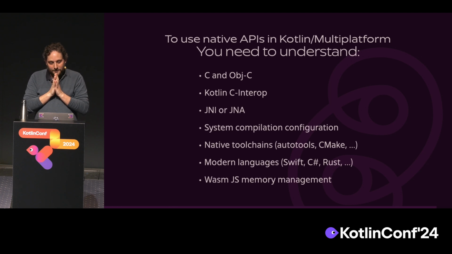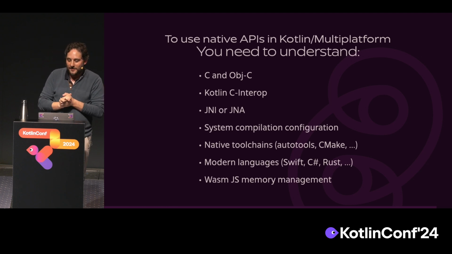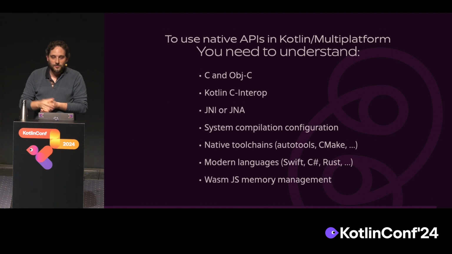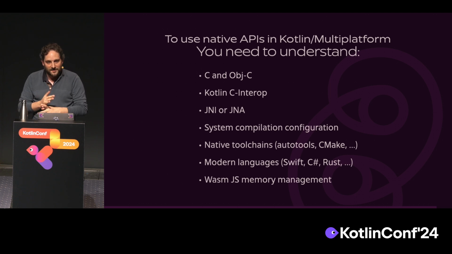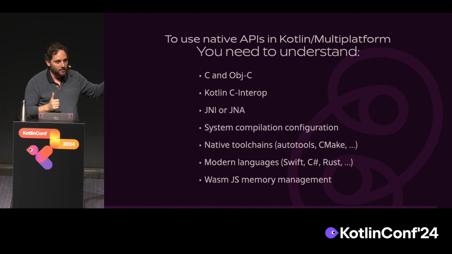So let's recap. If you want to use native APIs in Kotlin Multiplatform, you need to understand C and Obj-C. You need to understand Kotlin C-interop and how it works and the API it provides you. You need to understand JNI or JNA. You need to understand system compilation configuration, how sysroots function, how you can configure your toolchains. You need to understand native toolchains, how they work, how you can configure them. You need to understand modern languages if you are going to use the API they expose. You need to understand how WASM manipulates and exposes memory.